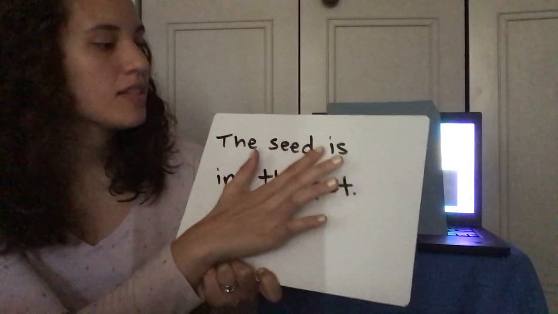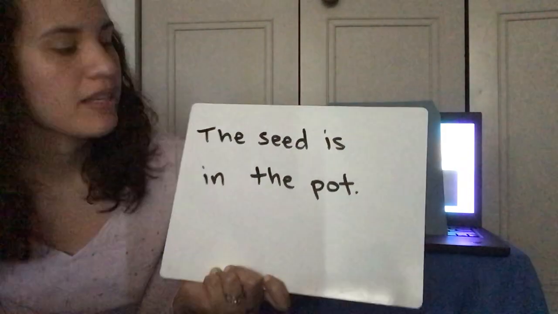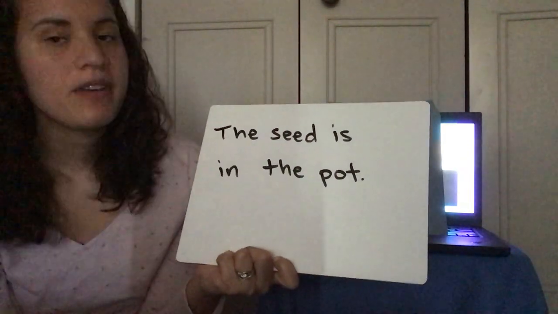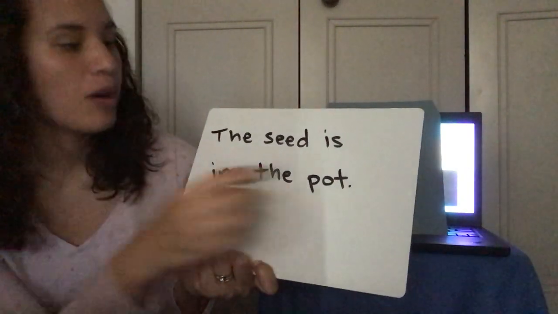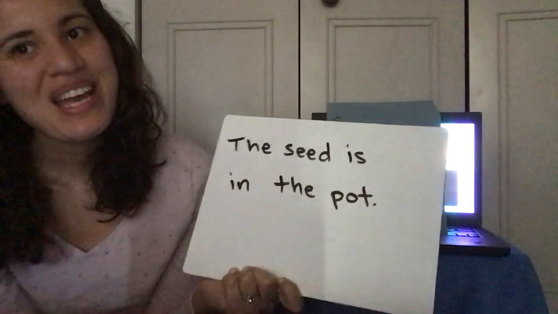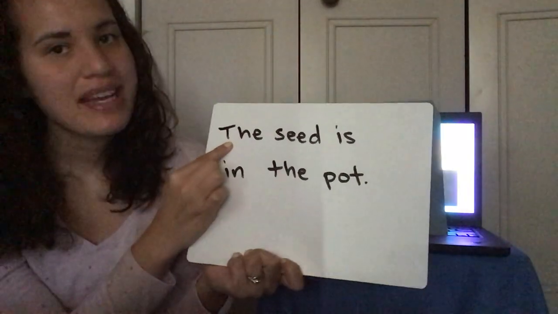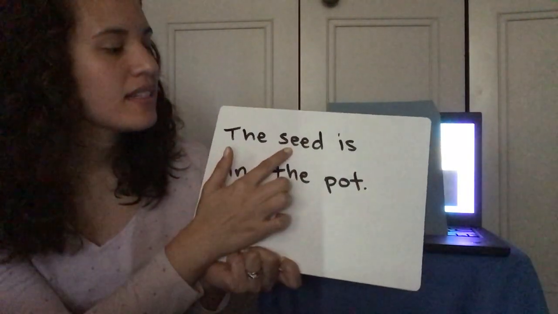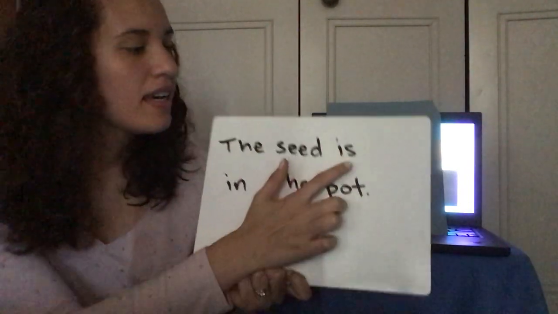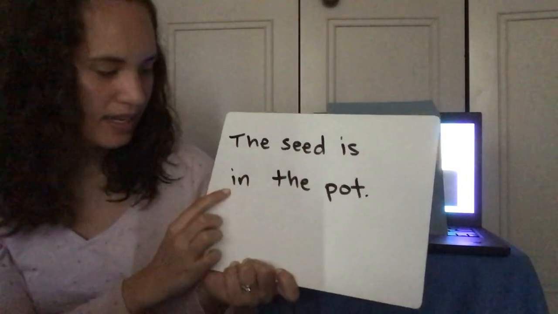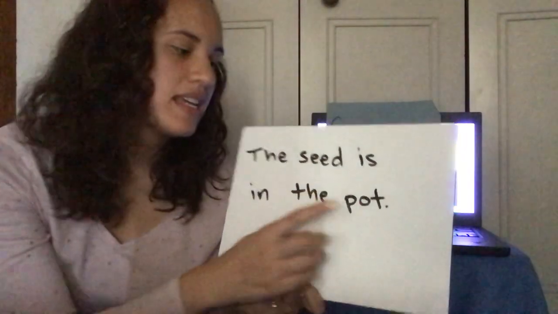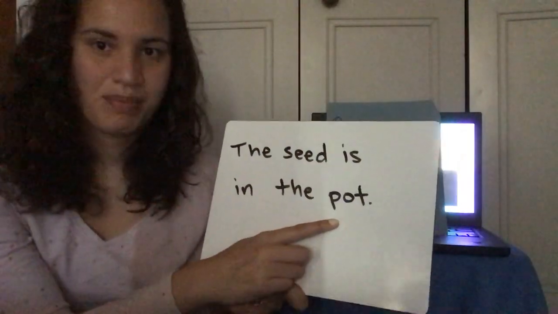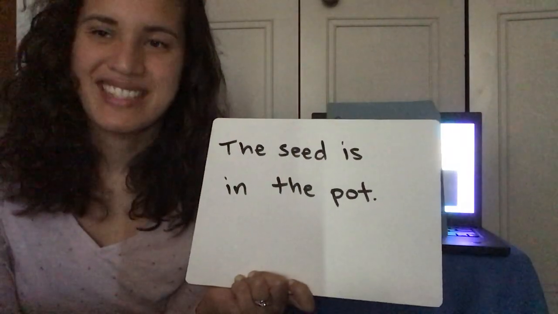Organization, I have finger spaces. I could give myself a little more space. It's a little tight. I try to write neatly, and then everything else is lowercase. Let's check our period at the end for punctuate, and now let's check our spelling. The, sight word, T-H-E. Seed, S-E-E-D. Is, sight word, I-S. In, I-N. The, sight word, T-H-E. Pot, P-O-T. The seed is in the pot.